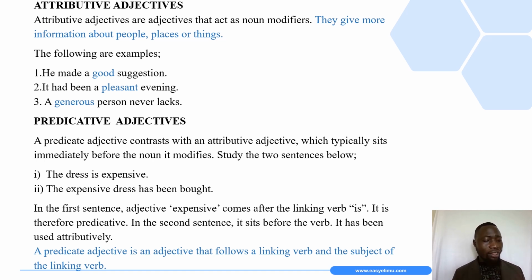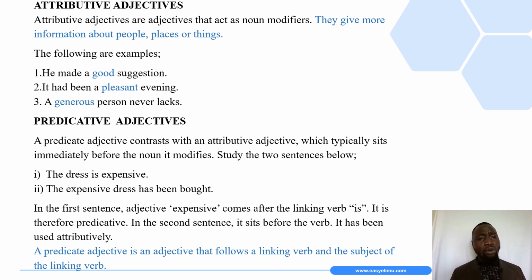So on the other hand, dear students, we have got the predicate adjective. So a predicate adjective contrasts with attributive adjective. So remember once again, an attributive adjective typically sits immediately before the noun it modifies. But that is now a different case when we look at predicate or predicative adjectives.